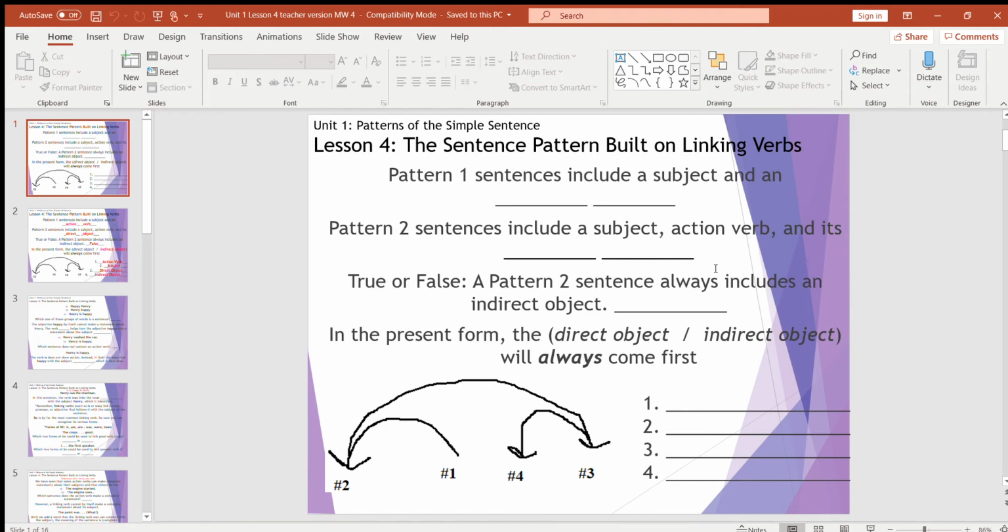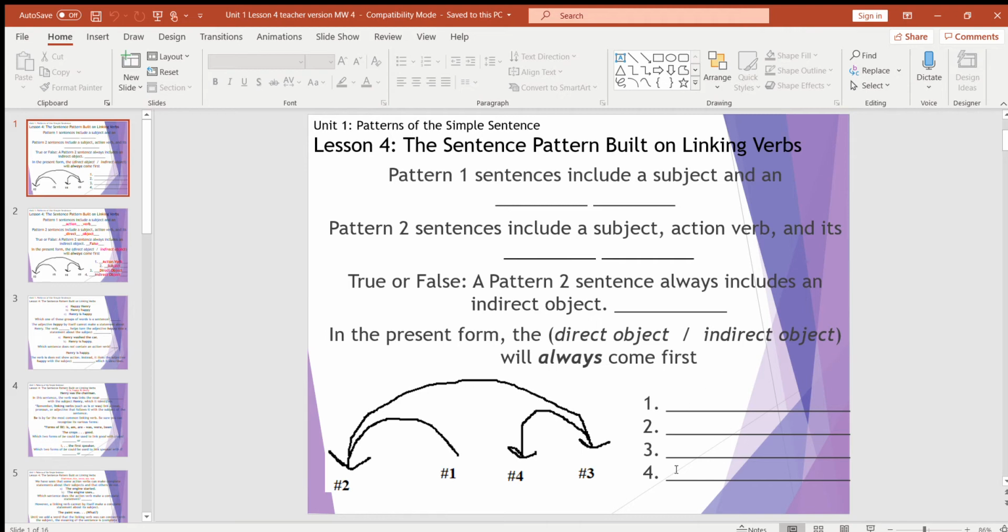True or false, a pattern 2 sentence always includes an indirect object. That one is false. You can have an indirect object, but you will not always have an indirect object. And in the present tense form, which one always comes first, the direct object or the indirect object? The indirect object will always come first, then the direct object, but only if you have an indirect object.